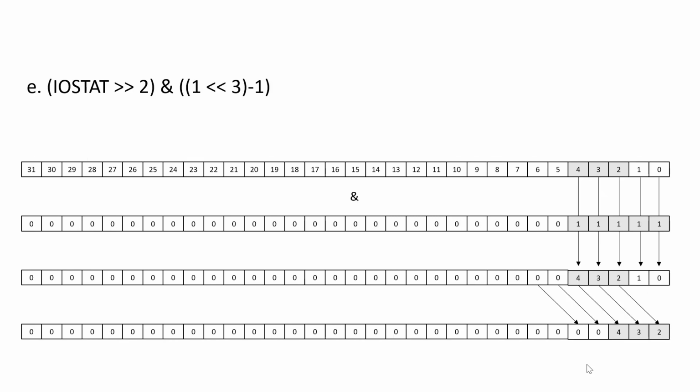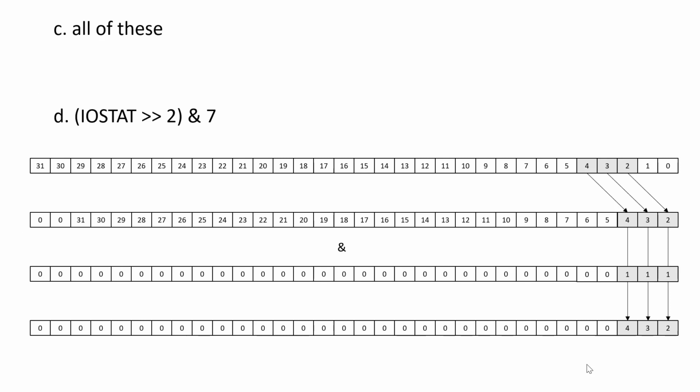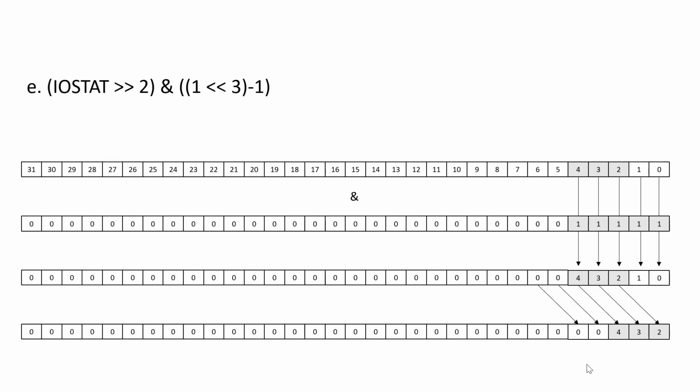Oh, actually there's another one. In this case, we shift IOStat down to the right by 2, and then we just mask off 3 bits. This is basically the same thing we had before, right? In the previous case I used a hard-coded 7, which is 1 1 1. In this case, it's the same thing, except I compute 7 by 1 shifted by 3 is 8, minus 1 is 7. So it's just 2 different ways to get the mask value.